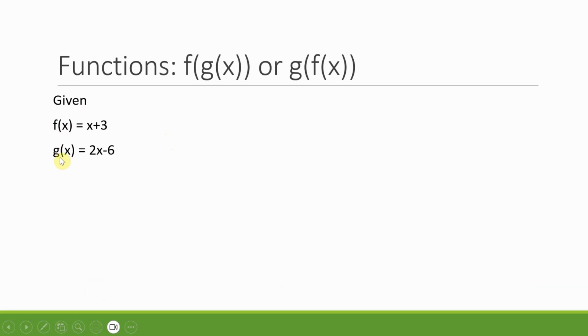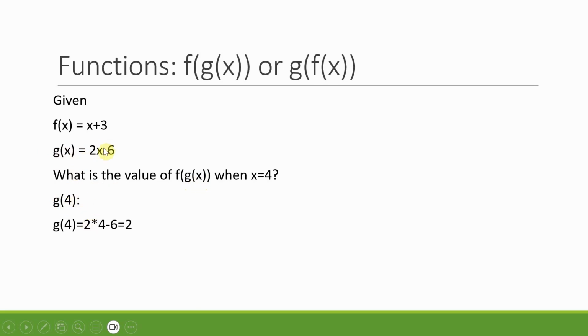I've got the same f and g as a couple slides ago. What's the value of f of g of x when x equals 4? Start on the inside. The one inside the parentheses is g of x, so let's solve for g of x when x is 4. I'm going to take that 4 and plug it in to g of x. So 2 times 4 minus 6 is 2.